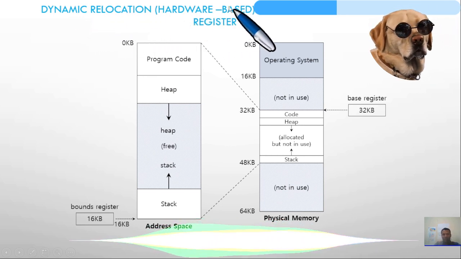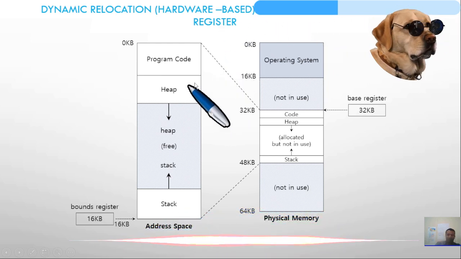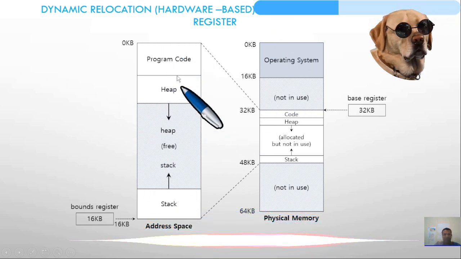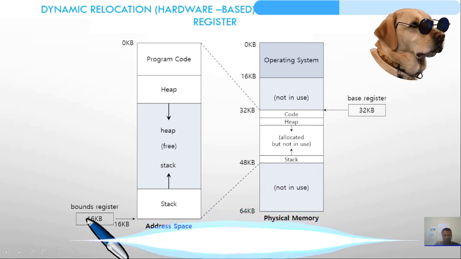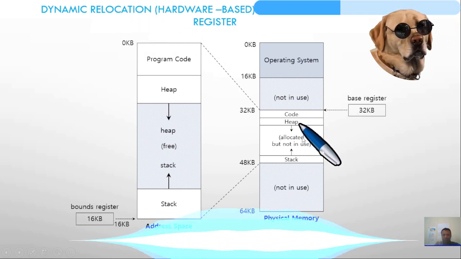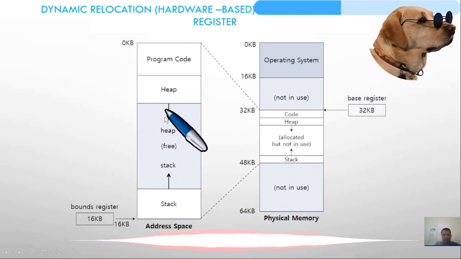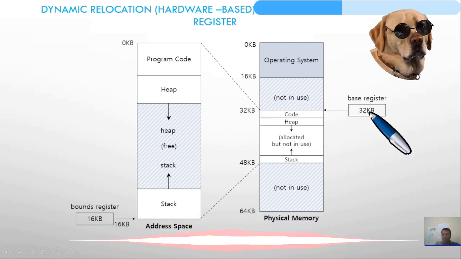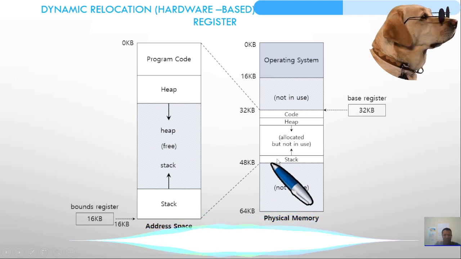Dynamic relocation, hardware-based, uses base and bound registers. This is a very important point. What it means is, as you can see, we have the address space here. The address space always will have a bound register. So this is a bound register. And the base register, which will be assigned by the operating system in the physical memory, we call the base register. In this scenario, the base register is 32 kilobyte. So in the translation process, 32 kilobyte plus 16, the bound, will give us 48 kilobytes.